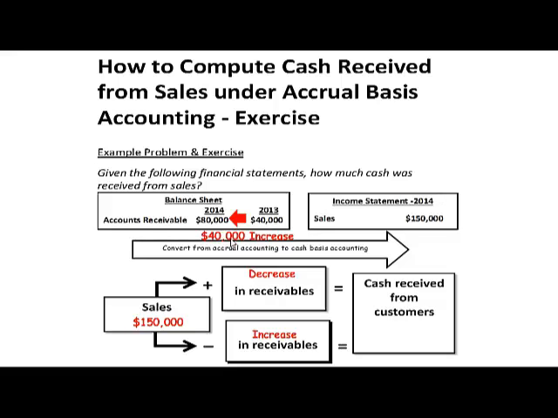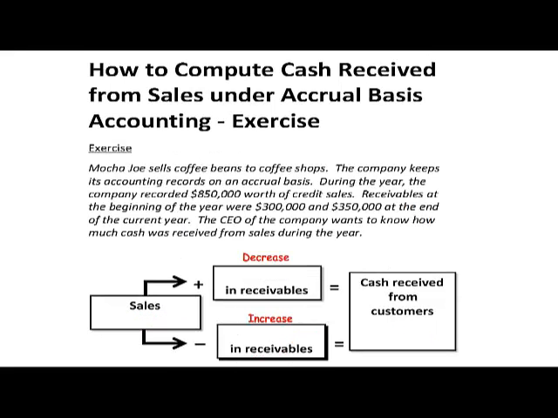So I'm going to take that $40,000 increase and put it in the increase in receivables box. Now I simply do the math. $150,000 of sales minus a $40,000 increase in receivables means the cash that I received from customers during 2014 was $110,000. Okay, let's try this same formula one more time. This time it's going to be utilized in a little bit more complex story problem.